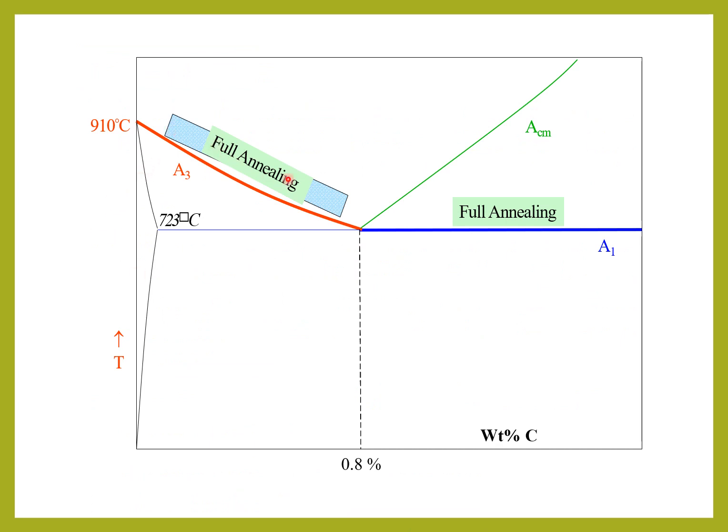You can see here, this is called full annealing. We have to heat above the upper critical temperature, that is, above 910 degrees centigrade, and then cool slowly. So the structural difference will be there.